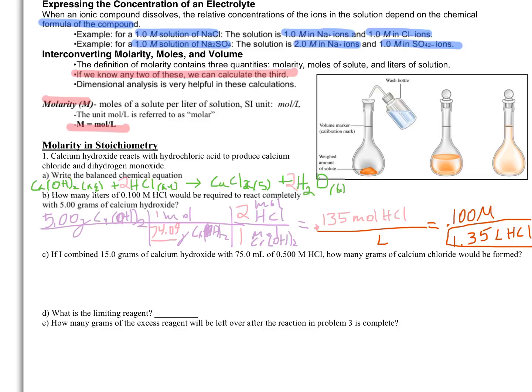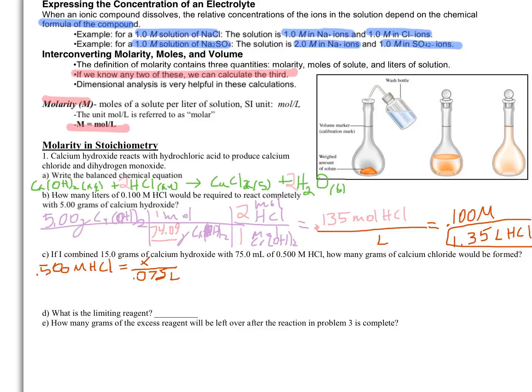So if I use what I've given, 0.500 molar HCl, that equals X, I want my moles, over 0.075 liters. Okay, molarity, moles over liters.